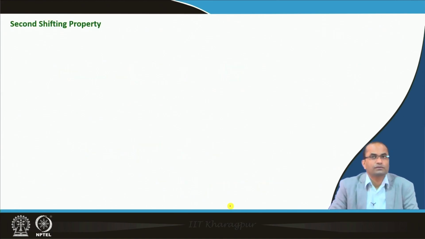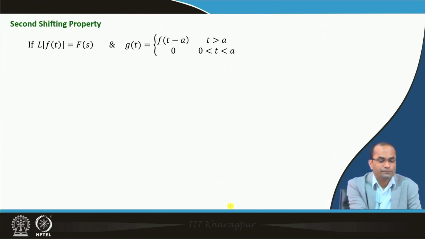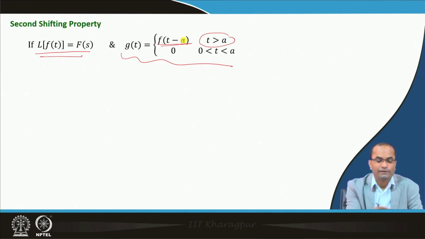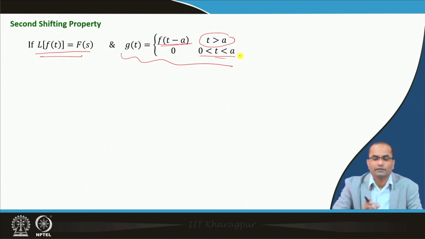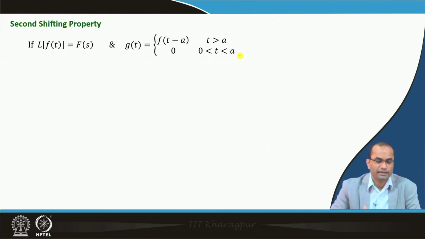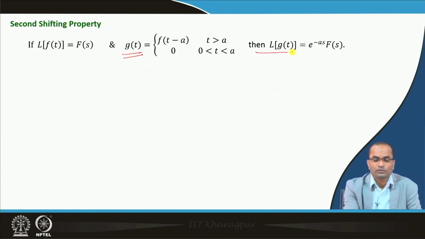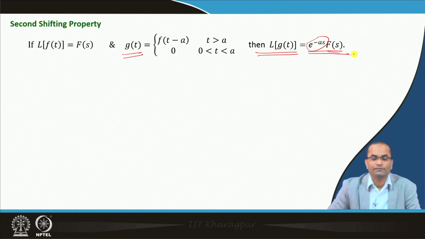There is another result which is called the second shifting property, where the Laplace transform of f(t) is F(s) if this is given, and also g(t) is now given by a shift here. When t is greater than a, it is f(t minus a). So there is a shift in the function now, and from 0 to a, the value is set to 0. So we have a second shifting theorem, where the shift is done in the function itself. Now the question is, what is the Laplace transform of g(t)? The Laplace transform of g(t) is nothing but e to the power minus a s times F(s).